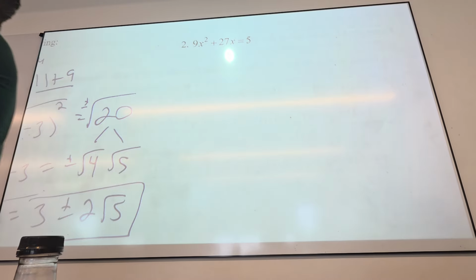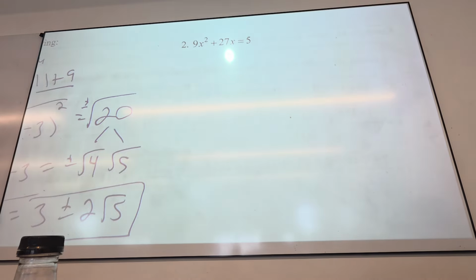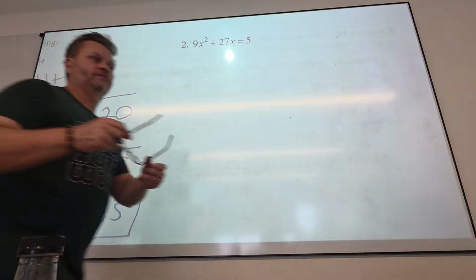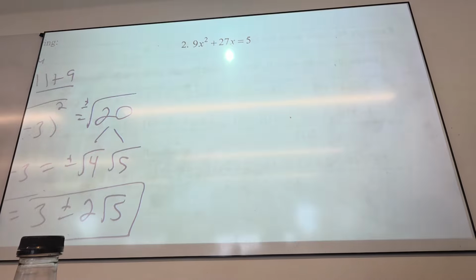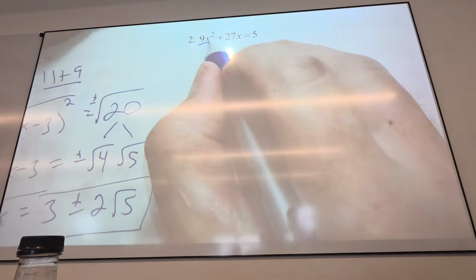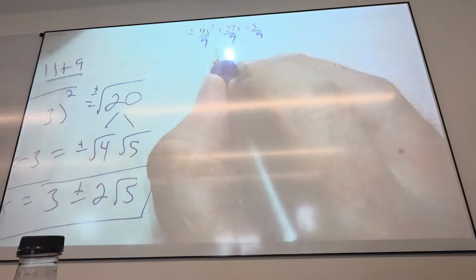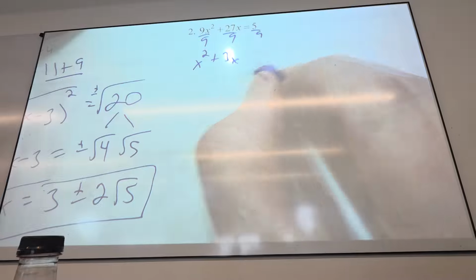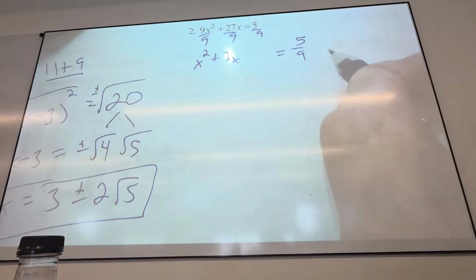So it's an equation though. So can I make the first number a 1? What can I do to everything to make the first number a 1? No. How do I get rid of the 9? Divide by 9. Yes? Now, we're not going to get pretty things. But you know, do it. X squared plus 3x, leave some room, equals 5/9.